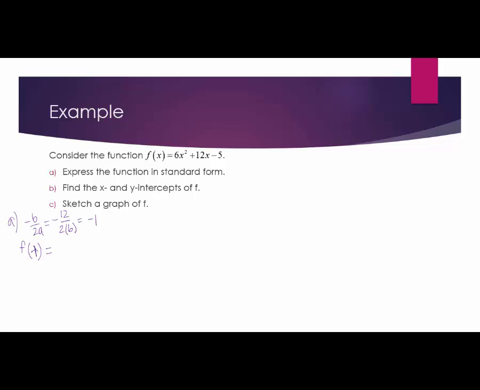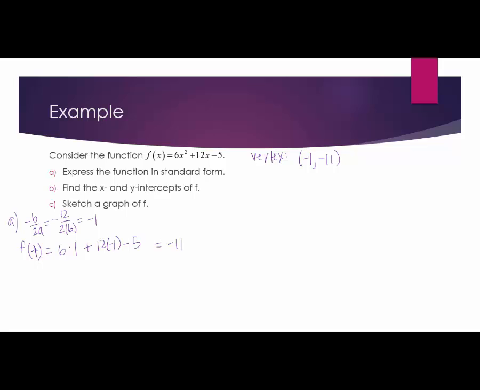F of -1 is 6 times -1 squared, so 6 times 1, plus 12 times -1, minus 5. 6 minus 12 is -6, minus 5 is -11. So let me just keep track of this over here. Our vertex is -1, -11. We'll use that later when we graph.